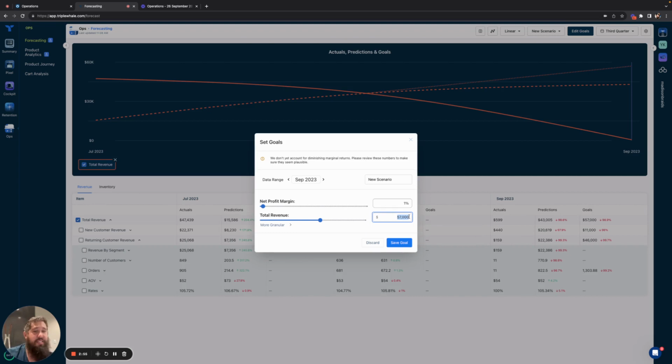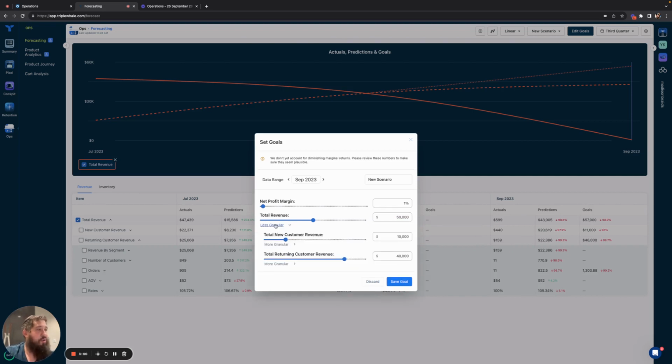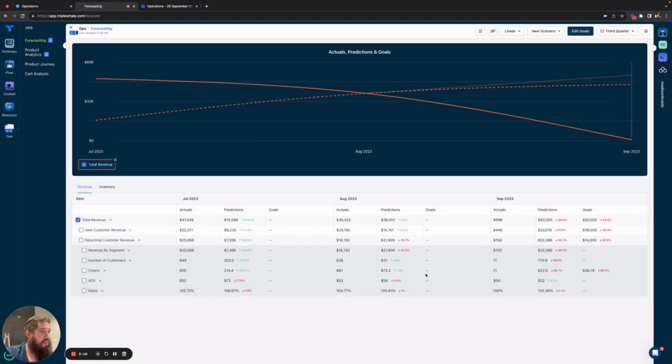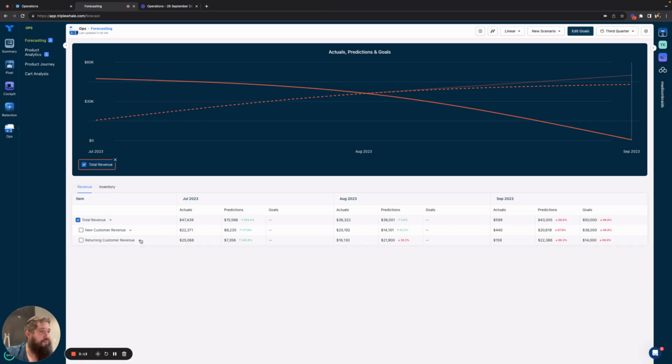Our goal is, let's say, $50,000. I could get more granular and break this up between new and returning customer revenue. I could get even more granular, but let's just stick with this. We're going to be a little bit more heavily new customer focused. Save, all right? And then we have our goal populated right here.